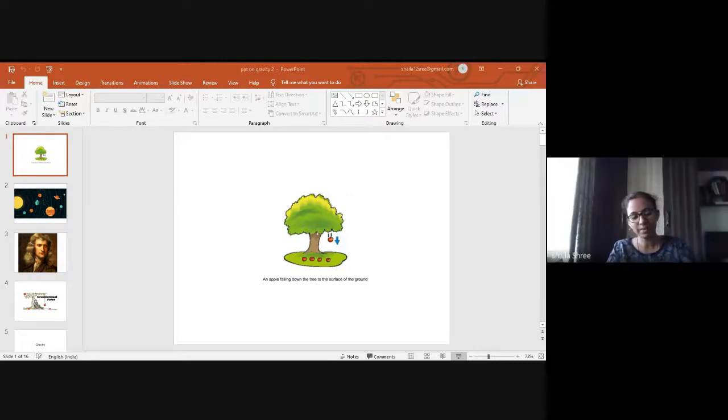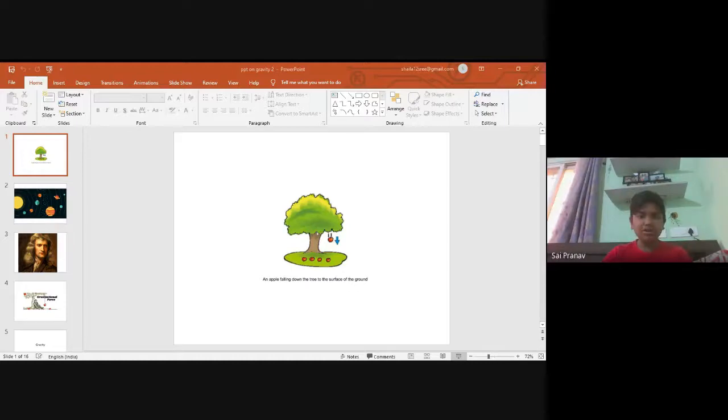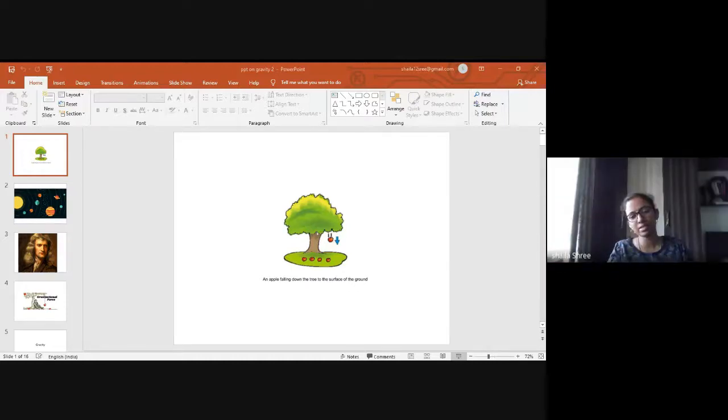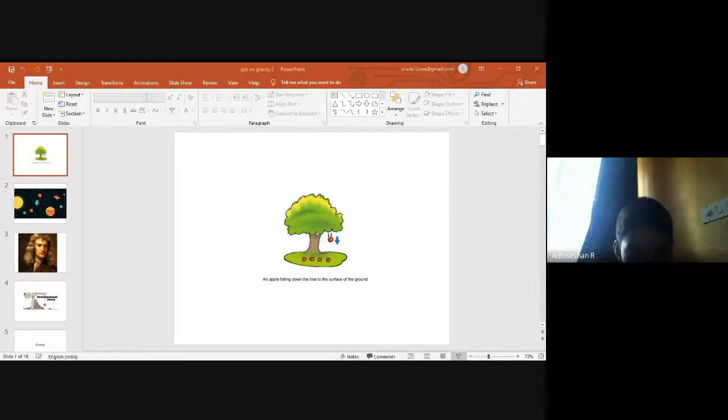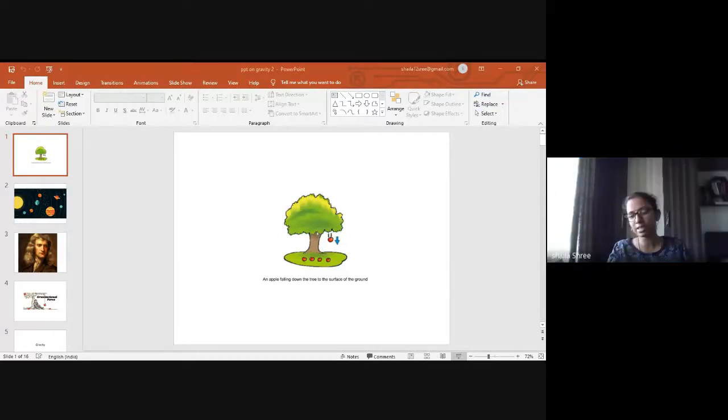Okay, now tell me what words come to your mind when you see these pictures. Wait, I'll read it. Sai, the first picture is an apple falling from the tree. The second picture is the solar system. And the third one, who is this, Adi? That is Newton. Now tell me one word, or as many words as come to your mind when you see these pictures.